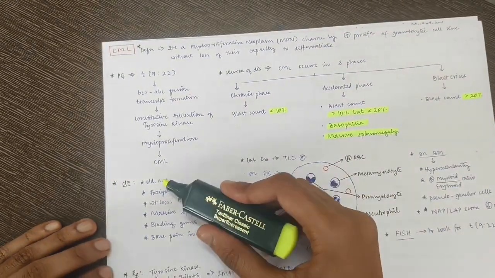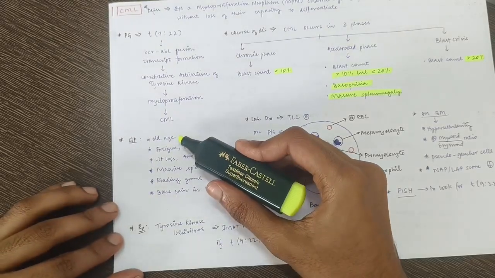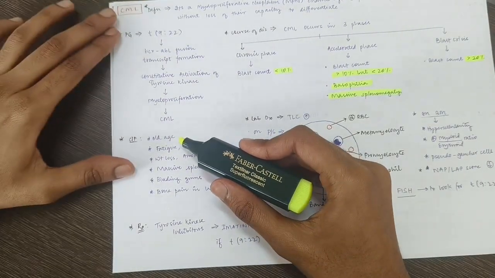What are the clinical features? In old age, it is presenting in old age because it is chronic.